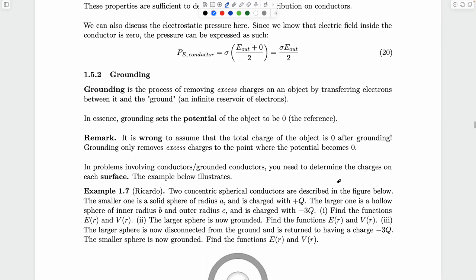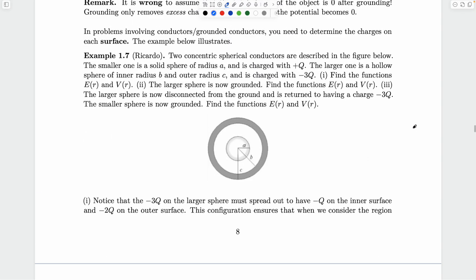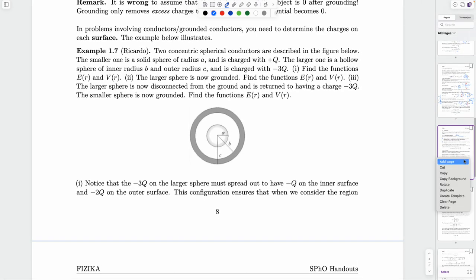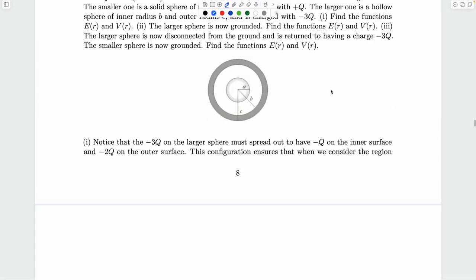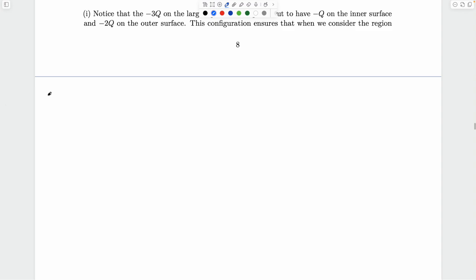Okay, there is this thing called grounding, but actually before we talk about grounding, I want to talk about something that's not really in the notes, but is still very important. There is this thing called electrostatic shielding. Do you guys know what that is?